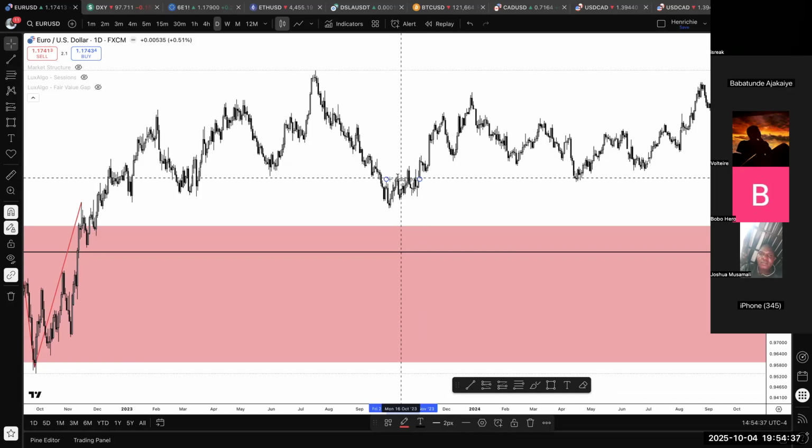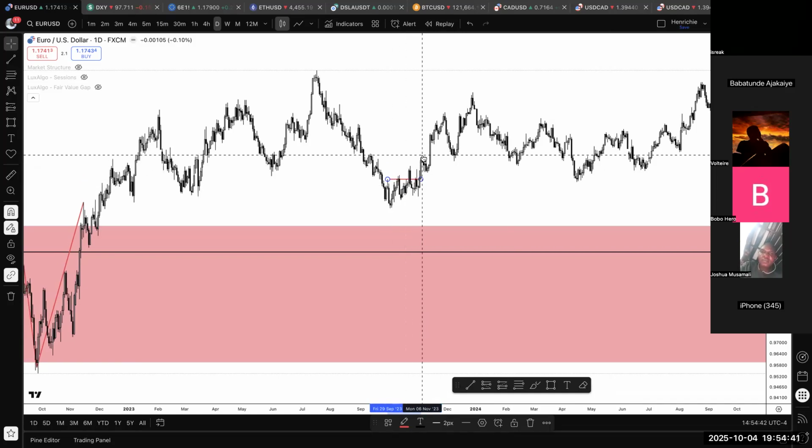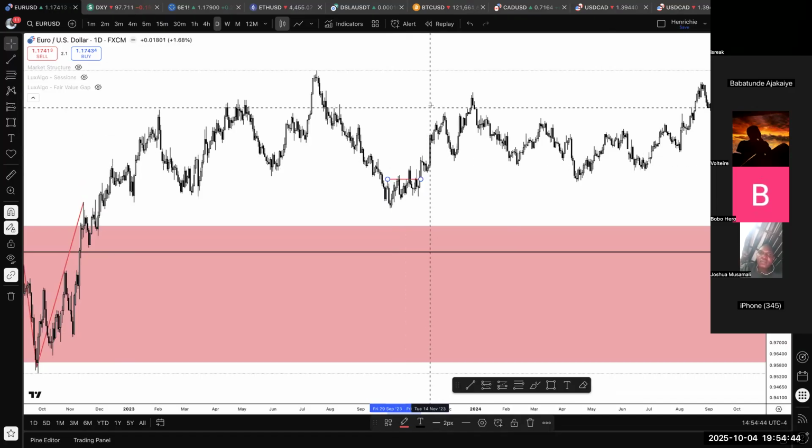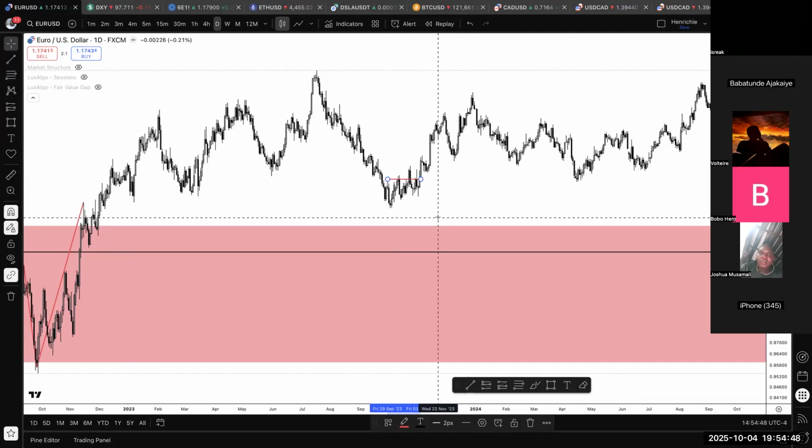This is not a break. This is run on liquidity. This is the break. Candle closed. Coming back, look for buys. Boom. Coming back, inefficiency, look for buys. Boom. Coming back, look for inefficiency. Buy. Boom. Buy. Is it making sense?